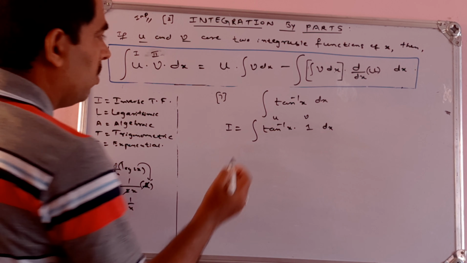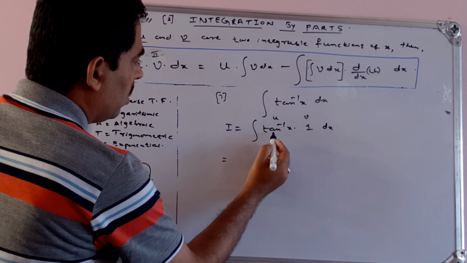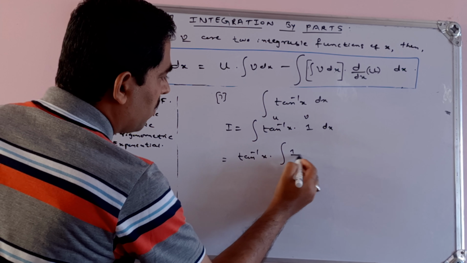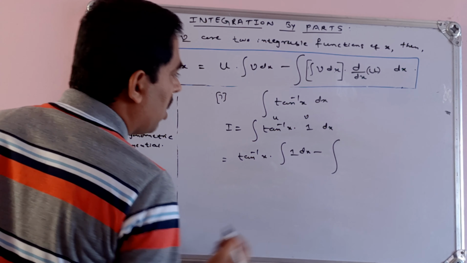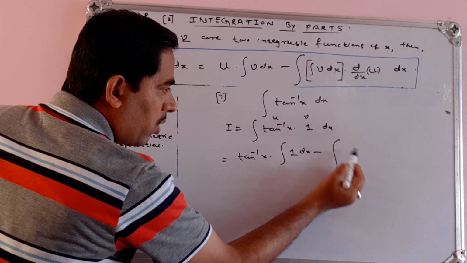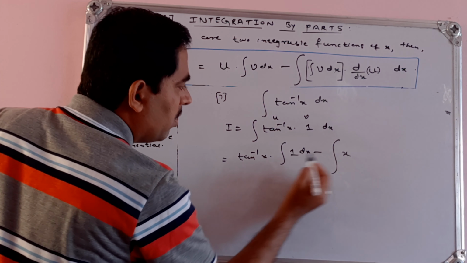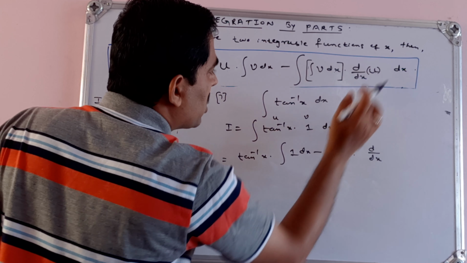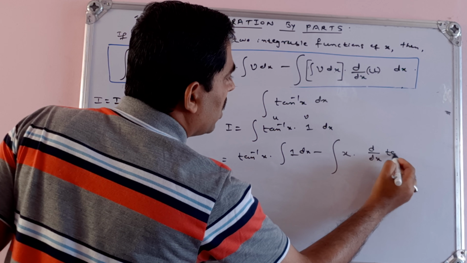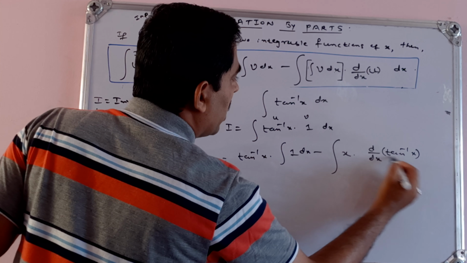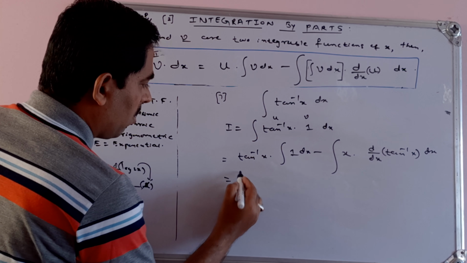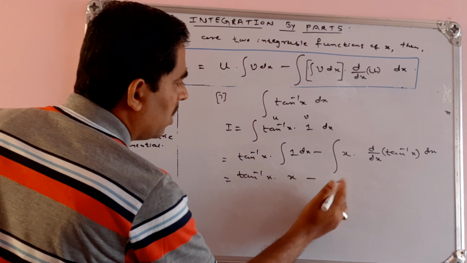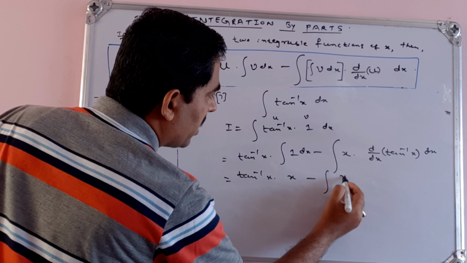Okay, then you use this formula. See, first function is what? Tan inverse x into integration of second function minus integration of. So what you have to write here? See, integration of 1 is what? X. Integration of 1 with respect to x is x into derivative of first function. What is first function? First function is tan inverse x, derivative of tan inverse x. Then tan inverse x, integration of 1 is what? X minus, see, integration of, I will write this x as it is.